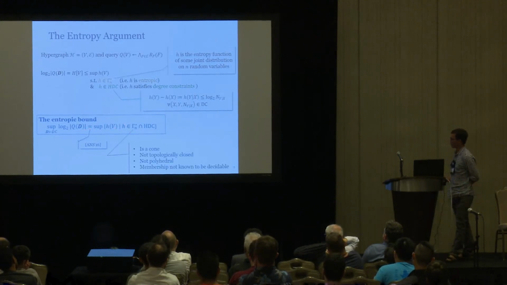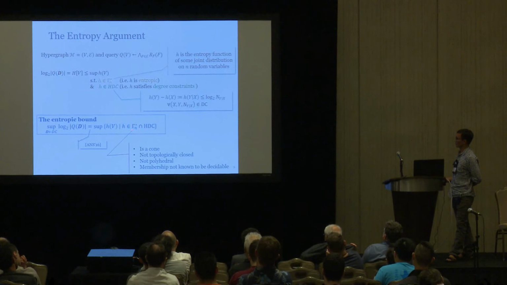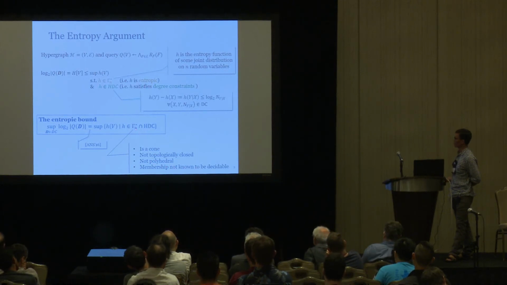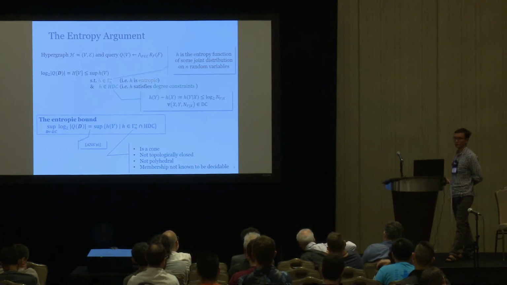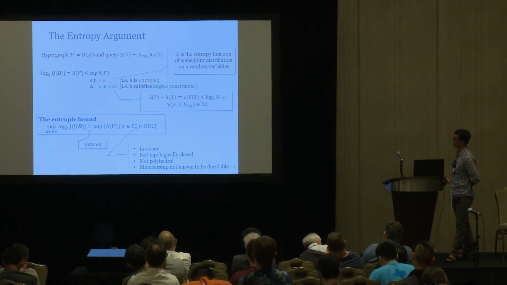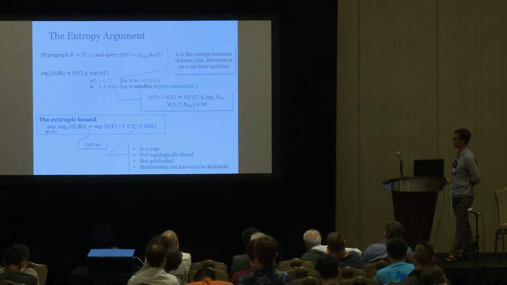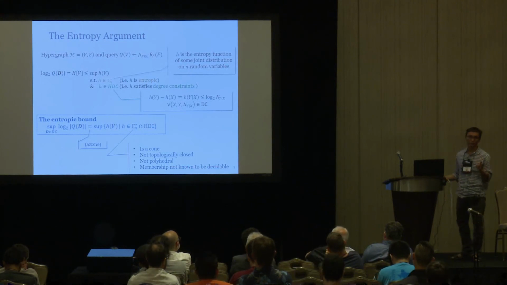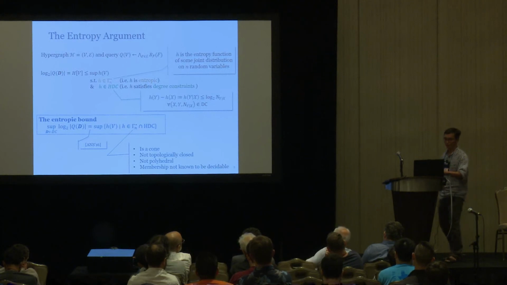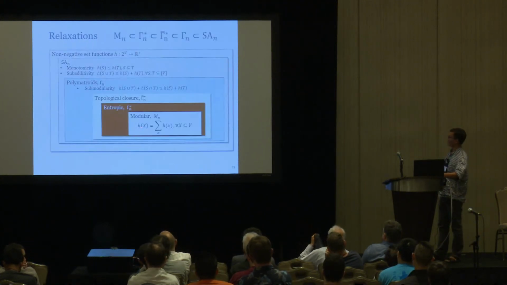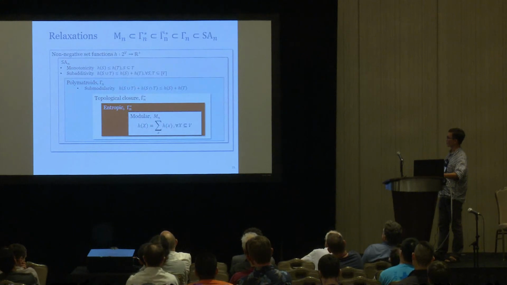The problem with entropic functions is that they form a cone which is not topologically closed and not polyhedral. The problem of determining if a function is entropic is not known to be decidable. So this is a big open problem for complexity theorists in the audience. This is also a big open problem in information theory too. Deciding whether a given vector is an entropic vector or not. Okay?